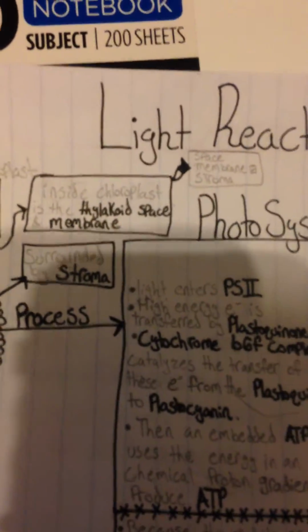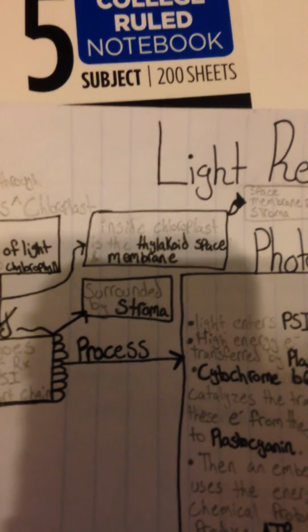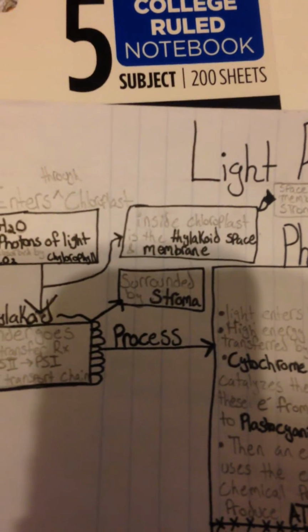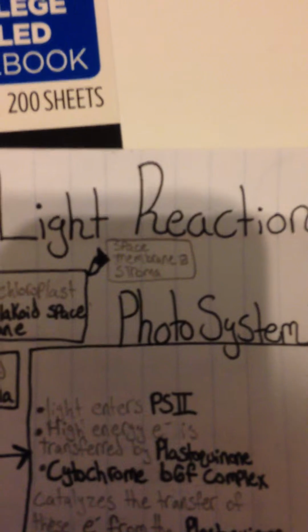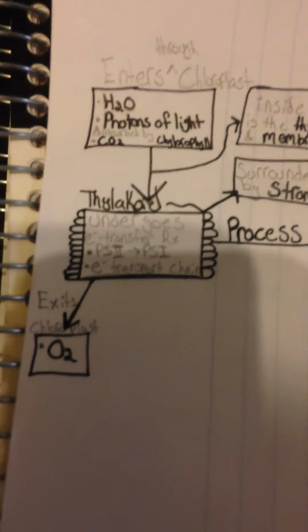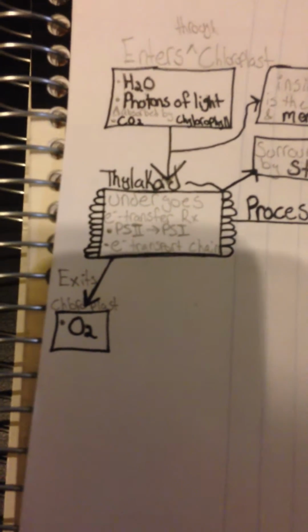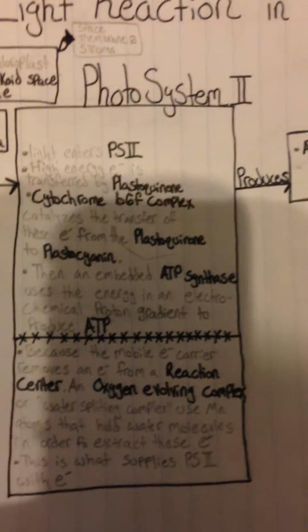Now up here I just have some things talking about what's around the thylakoid. So inside the chloroplast is the thylakoid space and the thylakoid membrane, which are surrounded by the stroma. And that is just kind of a little sandwich model of where everything's at. Anyway, back to the thylakoid. After those processes, oxygen is shown to exit through the chloroplast, and those processes are shown here.